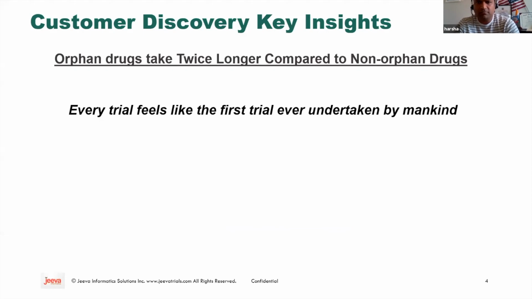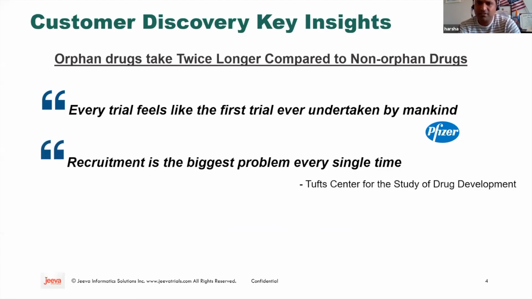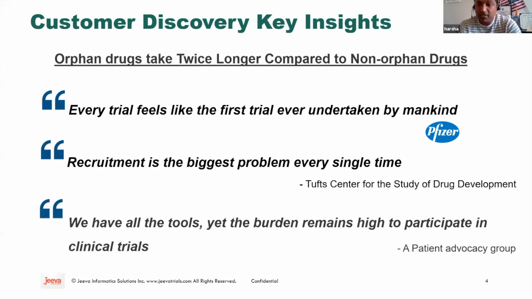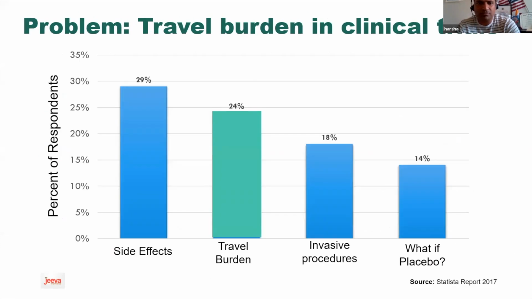So what I have been doing over the last few years is looking at why rare disease drug development takes much longer compared to non-rare disease drugs. When we started reaching out to hundreds of customer stakeholders, we heard quotes like, every trial feels like the first ever trial undertaken by mankind, and recruitment is the biggest problem every single time in a clinical study. And a patient advocacy group said we have all the tools, yet the burden to participate in clinical trials remains very high. So now, where does artificial intelligence really come in to address these problems?